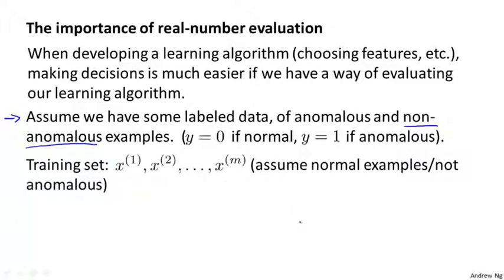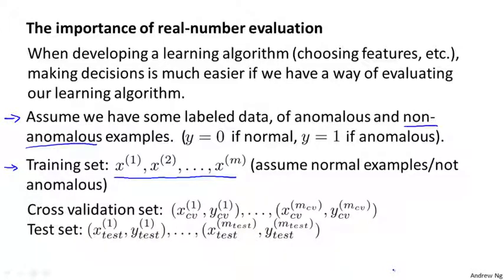The process of developing and evaluating an anomaly detection algorithm is then as follows. We're going to think of a training set. We'll talk about the cross-validation and test sets later, but the training set we usually think of as still the unlabeled training set. And so this is our large collection of normal, non-anomalous examples. Usually we think of this as being non-anomalous, but it's actually okay even if a few anomalies slip into your unlabeled training set.